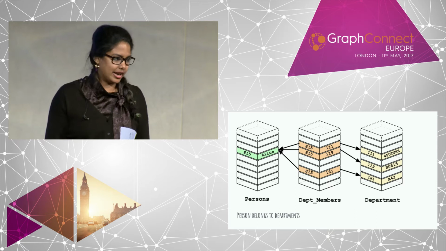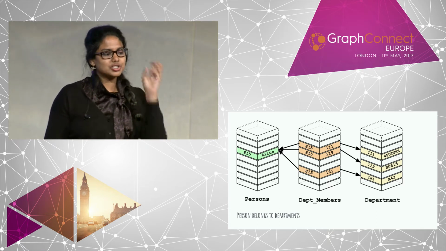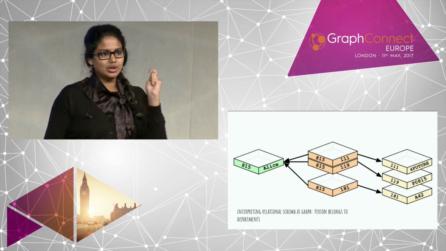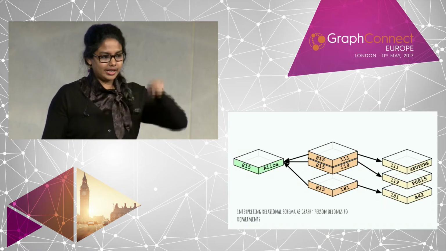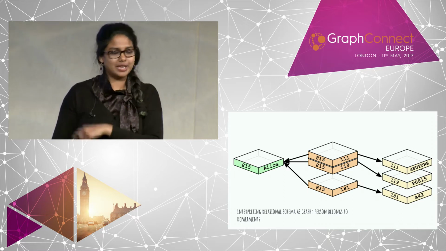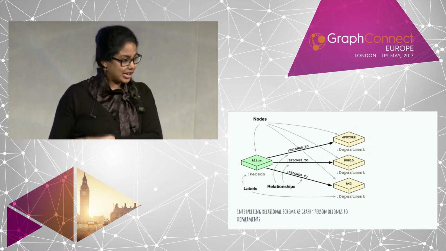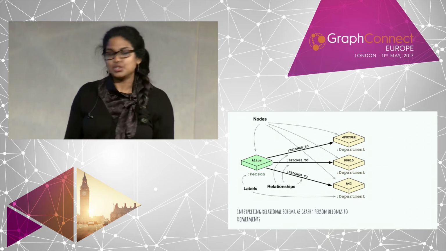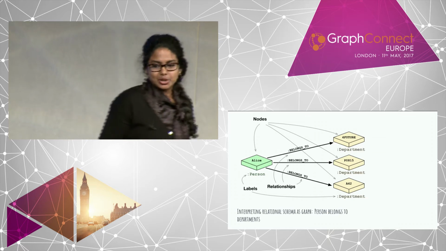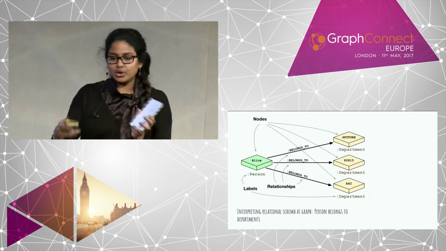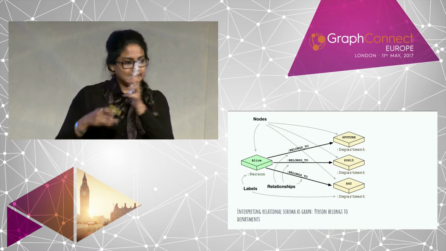So if you were to find out which departments Alice belongs to, you would first have to query the ID of Alice in the persons table, then join on the join table department members, find the ID of departments, and then query the department table. So that's how you would typically write a SQL query. All you care about is the relationship between these three tables.